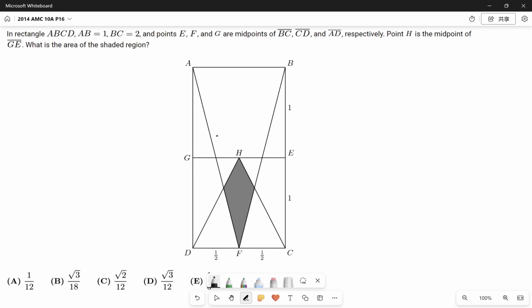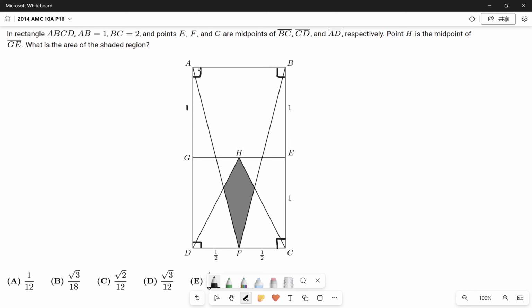So in this problem, we're going to label our known angles and sides first. So we have ABCD is a rectangle, so these are all right angles, and the opposite sides are equal. So we also know that E, F, G are midpoints of BC, CD, and AD. So G is actually a midpoint, and E is also a midpoint. So since these are both midpoints, the side ends here are going to be the same.